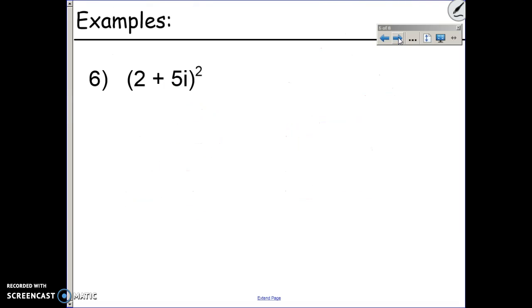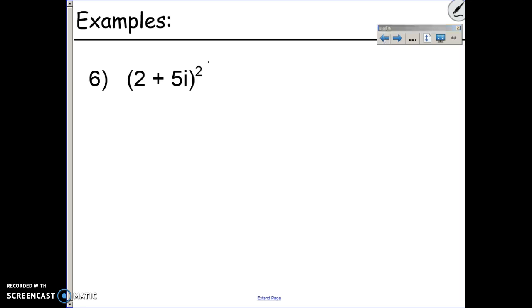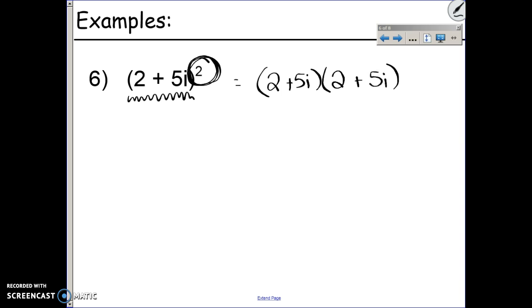And last example, I believe. Yes, it is. Last example. All right, so this guy right here, this does not mean that you multiply 2 to each part. A lot of you do that. Do not do it. Okay? Squared means times itself. This whole thing is what's getting multiplied twice, which means it's really this. It's 2 plus 5i times 2 plus 5i. You multiply the same thing twice.